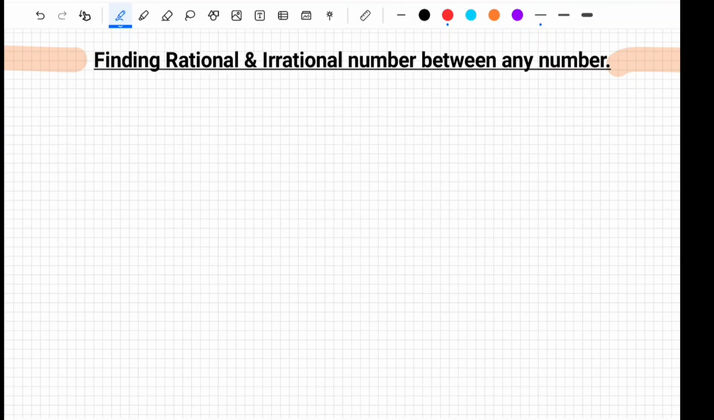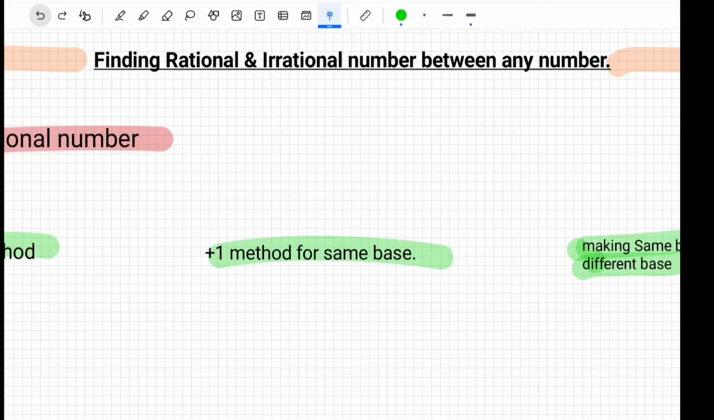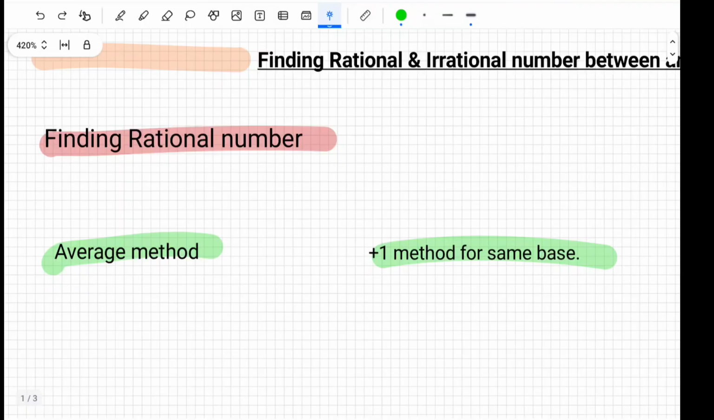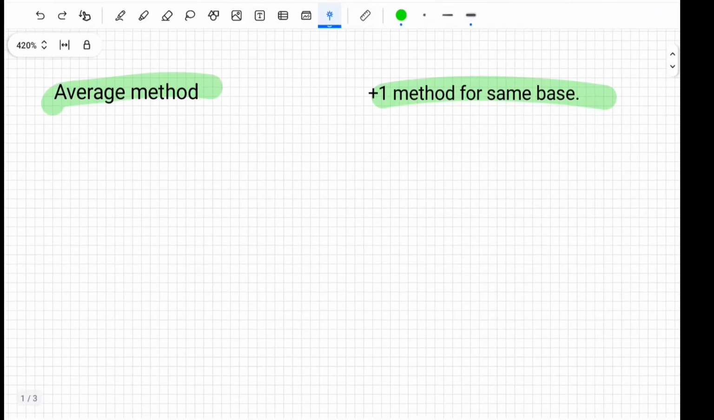Hello everyone. Today our chapter is finding rational and irrational numbers between any two numbers. First of all, we will try to find rational numbers between two numbers. There are certain methods to get the numbers.